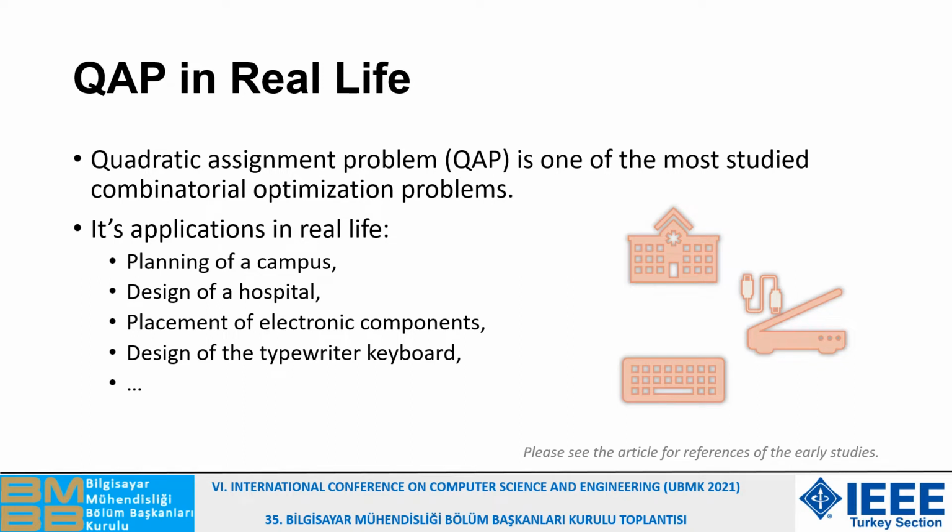As one of the most studied combinatorial optimization problems, the quadratic assignment problem, or shortly QAP, has various applications in real life, including the planning of a campus, the design of a hospital, the placement of electronic components, and many more. That's why it's a problem attracting academic researchers and scientists for many decades.